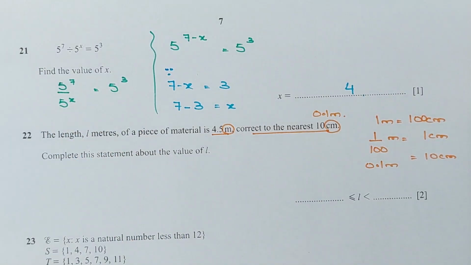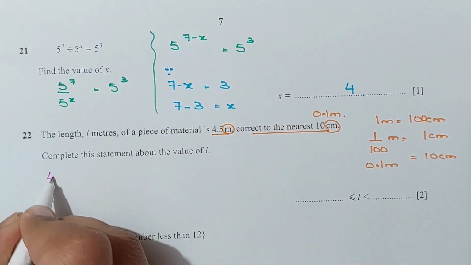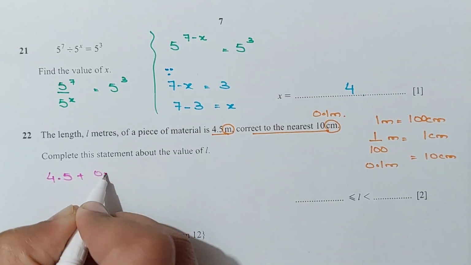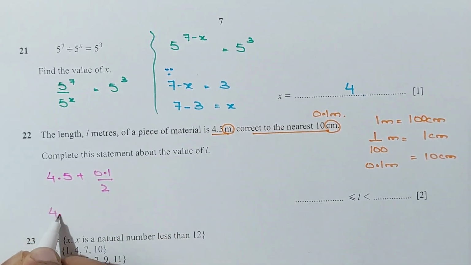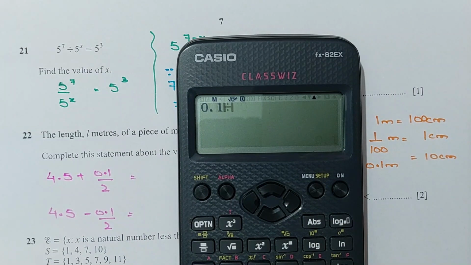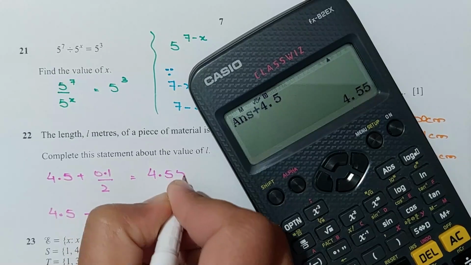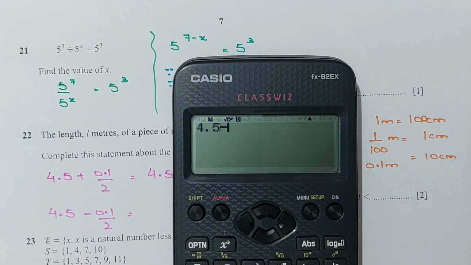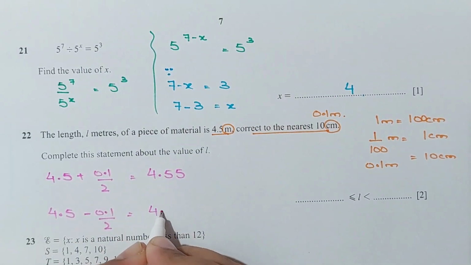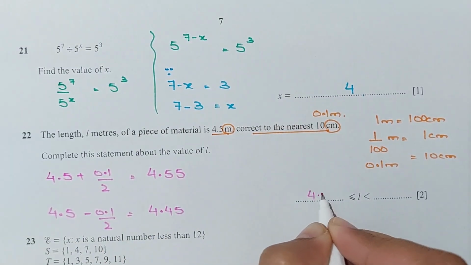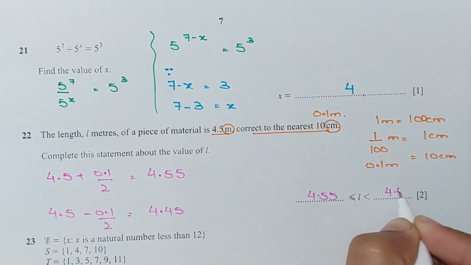All right. Now what we're going to do is, for the upper bound in 4.5, we have to add 0.1 by 2. For the lower bound in 4.5, we have to subtract 0.1 by 2. Okay, 0.1 by 2 is 0.05 plus 4.5. This is 4.55. 4.5 subtract 0.05. This is 4.45. So 4.55 and 4.45.